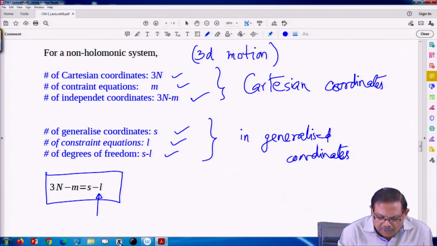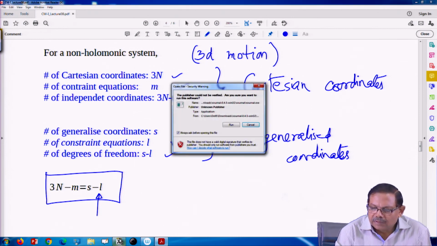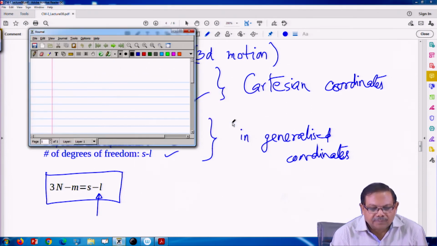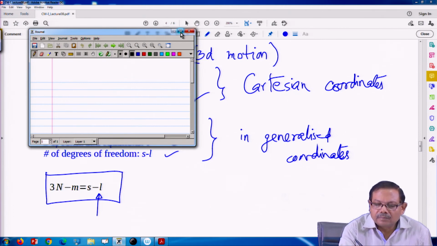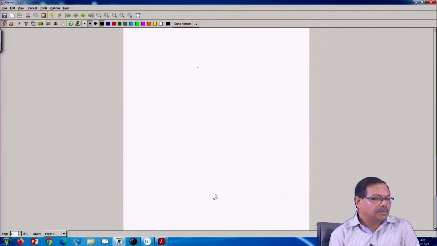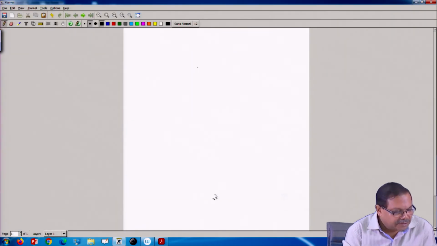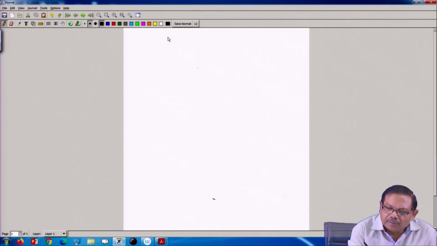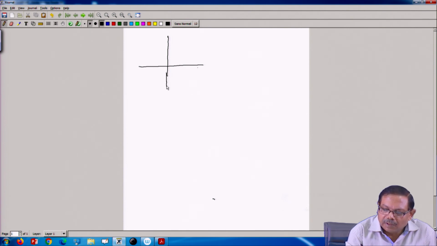So, now I show you one simple case. Now, the issue comes, suppose I have, so let us consider a problem you are all familiar with, a particle moving in a circle.